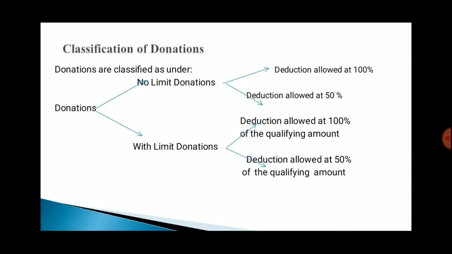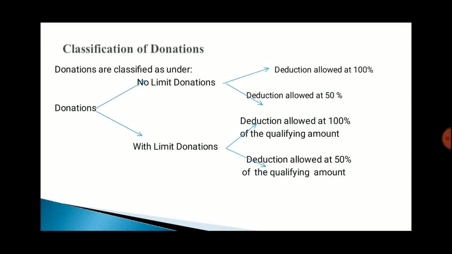Classification of donations. Donations are classified as no limit donations and with limit donations. The first type is no limit donations. No limit donations are further classified into two categories: number 1, deduction allowed at 100%, and number 2, deduction allowed at 50%.